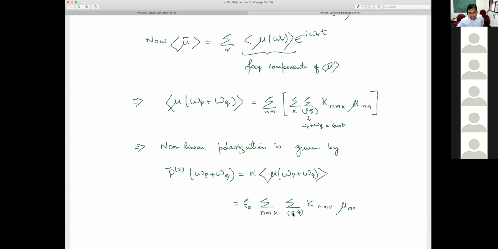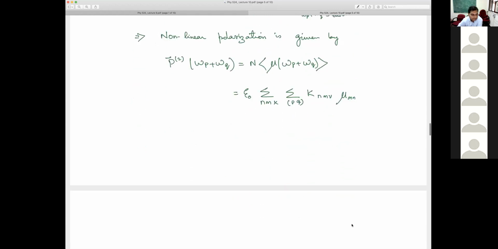So I'll always be constrained with omega p plus omega q constant. What I'm looking at is the end result at this frequency component, and this frequency component may arise from several combinations of the incident frequencies. So as long as the final sum is constant, I need to include all of those processes basically. That's all there is to it.